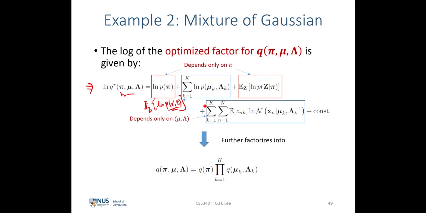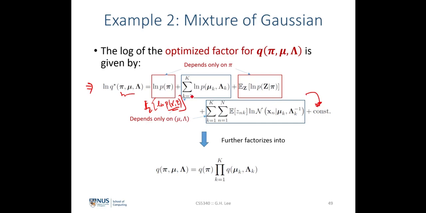What's interesting here is that some of the terms are only dependent on pi, which is these two terms over here, and we can collect them together. And these two terms over here are dependent on only mu and lambda, and they are independent of pi. Again, those terms that are independent of pi, mu, and lambda, we will just factorize and dump into the constant term over here.